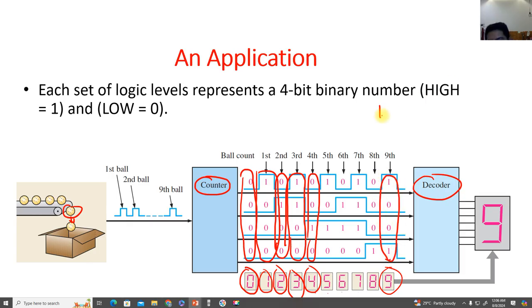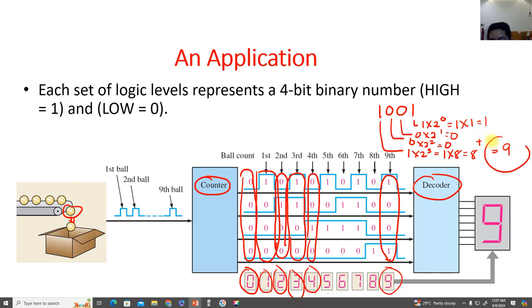So just to check again, to convert this, you have 1 times 2 raised to 0, which means 1 times 1, which is 1. And this is 0 times 2 raised to 1, which is technically 0. 0 times 2 squared, which is technically 0. And this would be 1 times 2 cubed, and 2 cubed is 8. So you have 8 plus 1, you have the value of 9. Okay, so that is for the counter, that's the application of a certain binary.